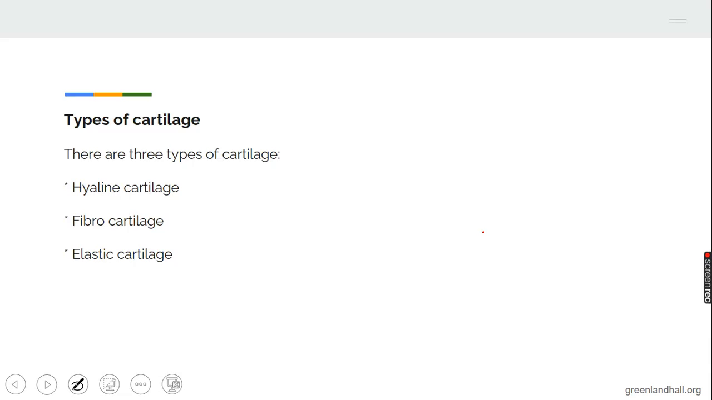Cartilage is of different types, basically three. We have the hyaline cartilage, the fibrocartilage, and the elastic cartilage.